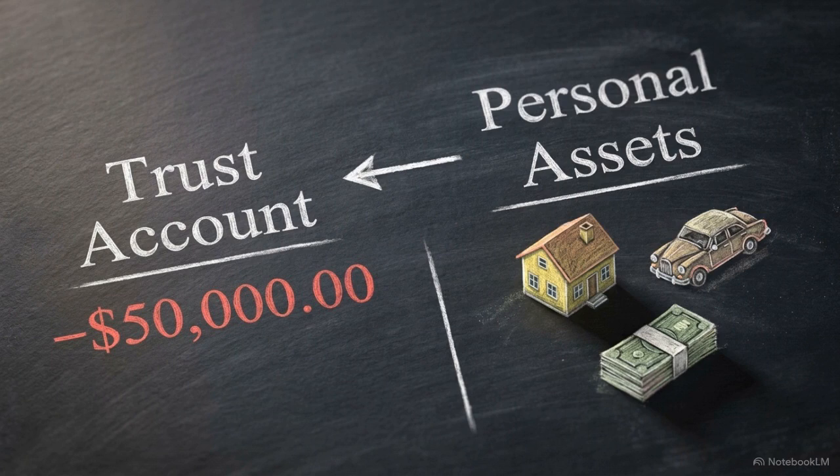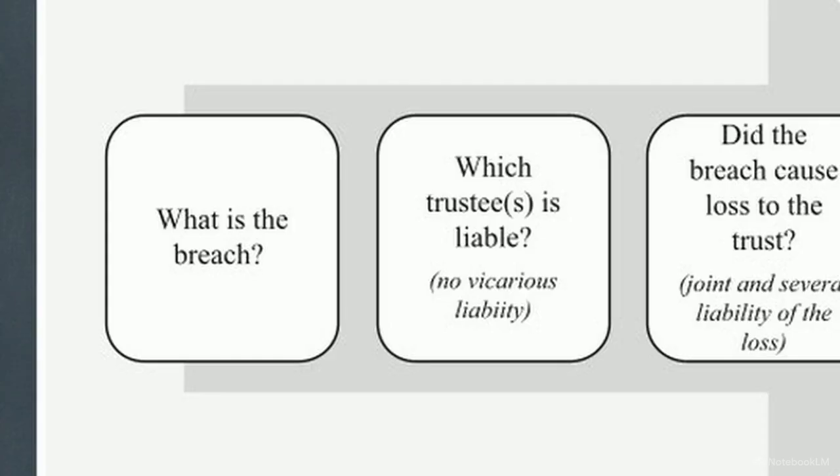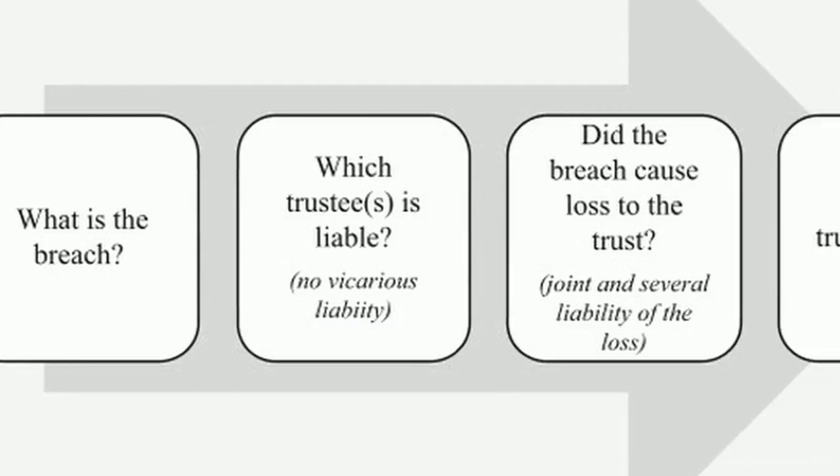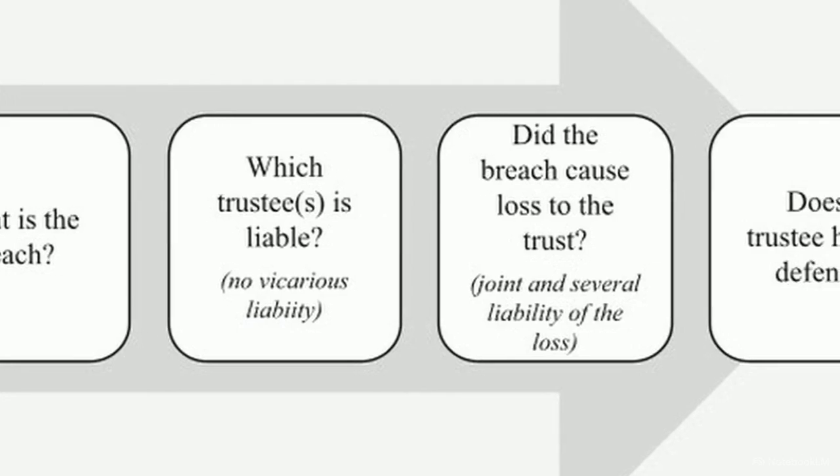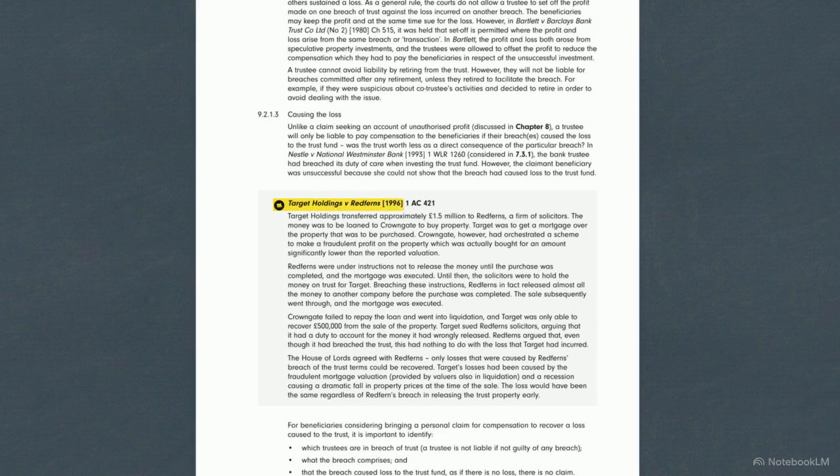Let's start with the personal claim. An action in personam targets the trustee directly. It requires them to satisfy the trust's loss from their own personal property, which is only effective if they actually have sufficient assets to meet the claim. First, identify the breach and the liable trustee. Trustees aren't vicariously liable for co-trustees, but a passive trustee can be liable if their negligence facilitated the theft.